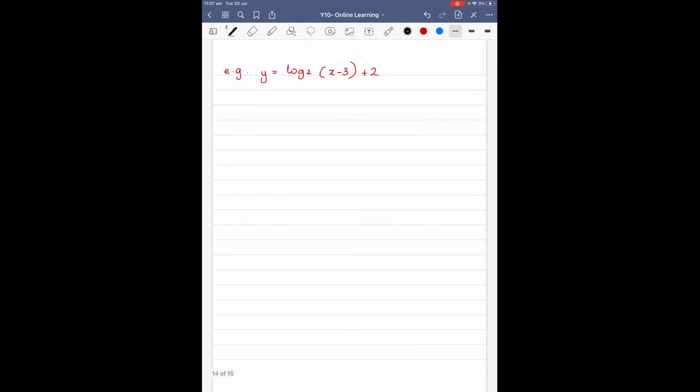Okay, now there are two examples we're going to go through today. The first example is this. We have y equals log base 2 of (x minus 3), plus 2. So first of all, we want to draw up your x and y axes. Make sure you guys have arrows on both ends. X, y, and 0.